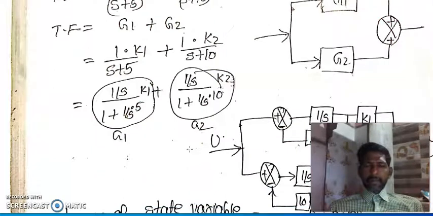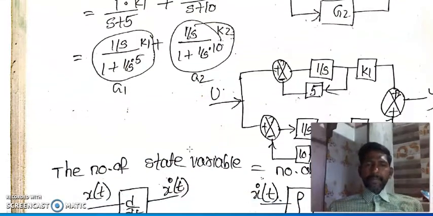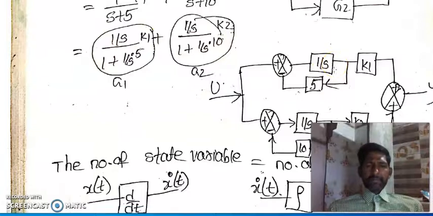We can represent this in the block diagram: this is the input, this is G1 and this is G2. G1 is in series with K1, and G2 is in series with K2. If you add them, you get the output. In this way, we need to represent the transfer function in canonical form.